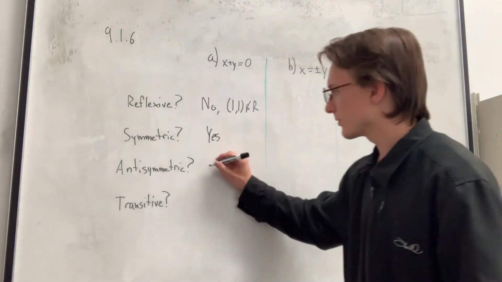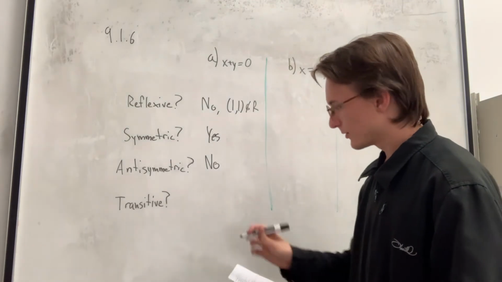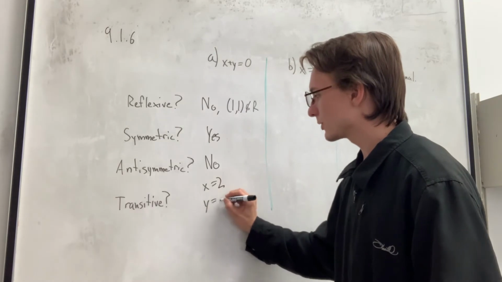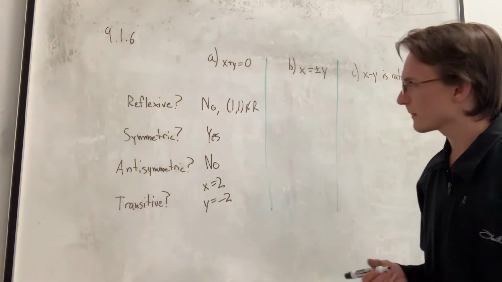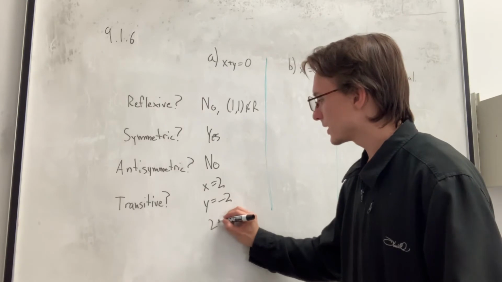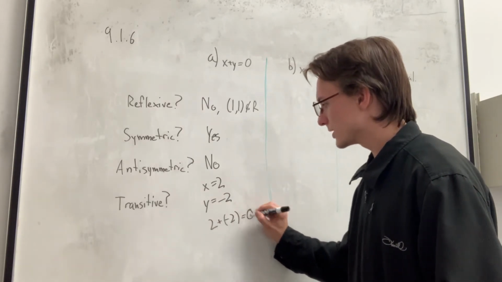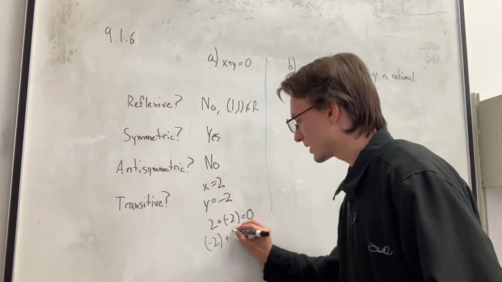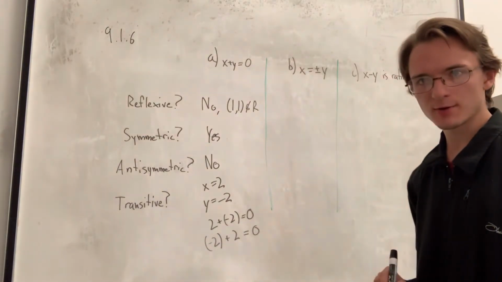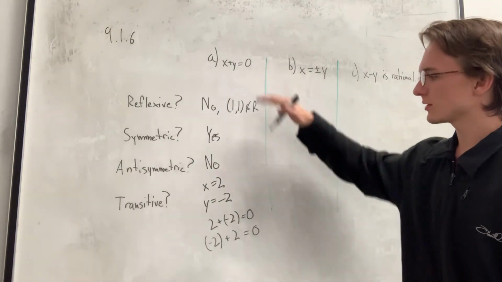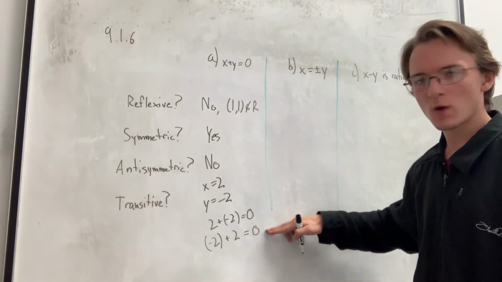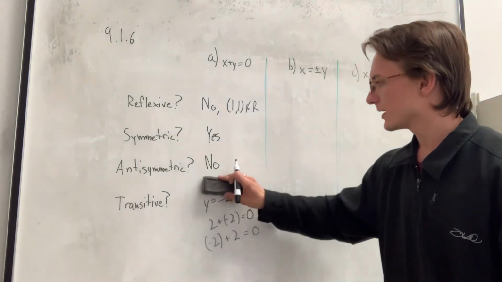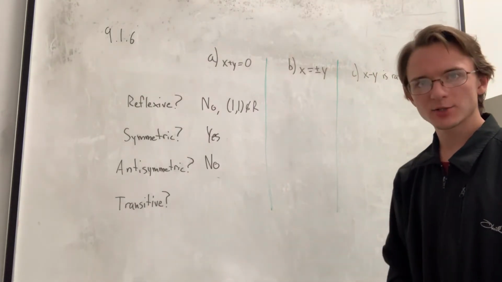Well, we're going to see no, it is not. For example, we can set x equal to 2 and y equal to negative 2. Now let's plug those in and see. Well, 2 plus negative 2 is equal to 0. But then also, negative 2 plus positive 2 is also equal to 0. This above equation is the original, x plus y equals 0. This bottom one is y plus x is equal to 0. So we have symmetry here. Therefore, it is not anti-symmetric.